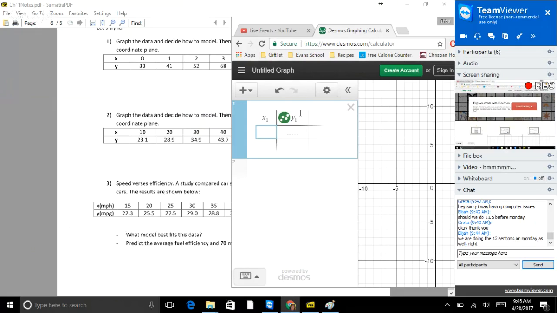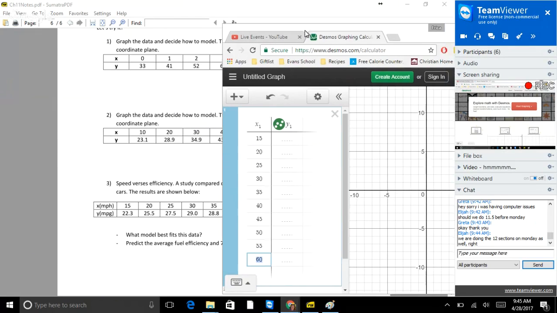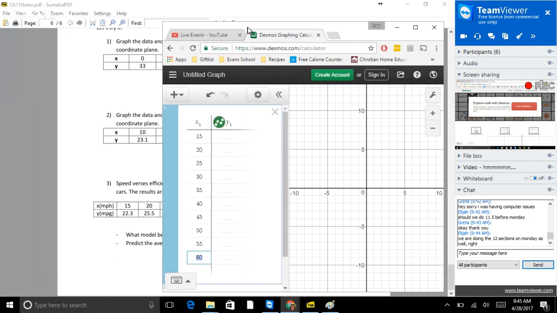You get to watch me create a table of data. I think you can actually create this in Excel and then import it over. Oh, look at that. It's predicting. That's so nice of you, Desmos. It predicted that I was going to keep counting by 5s.